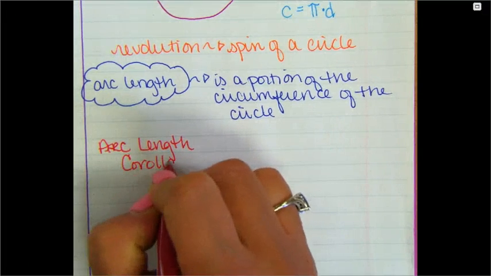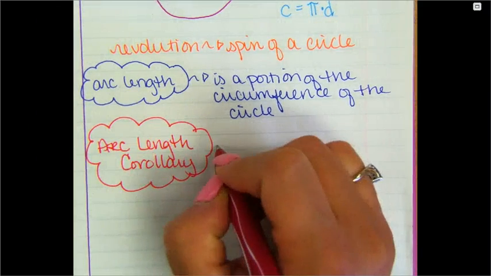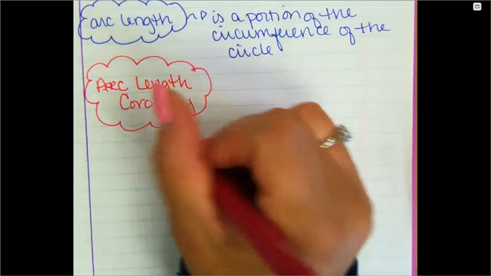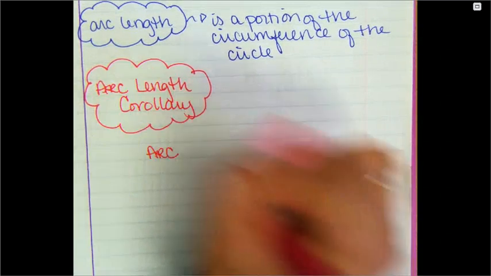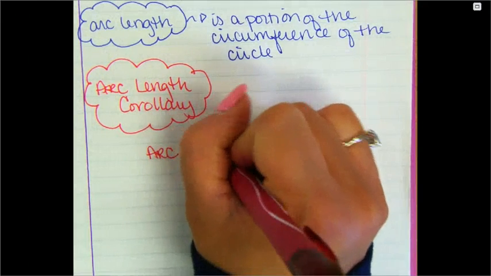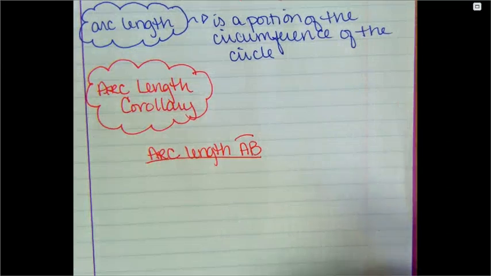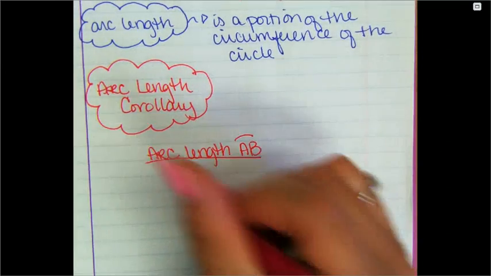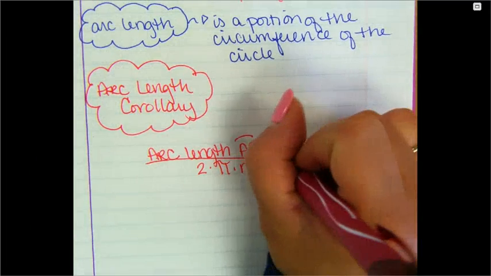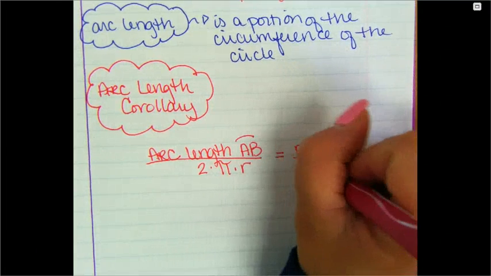We're going to talk about the arc length corollary. Arc length corollary. It's a formula we're going to memorize. It's the arc length of arc AB over, which is the same word as divided by, 2 times pi times r, which is equal to the measure of arc AB over 360 degrees.